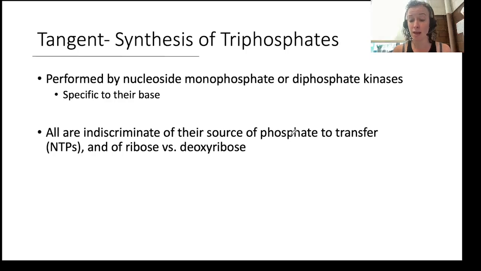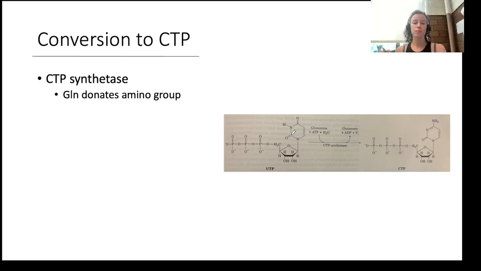Okay, so let's say now we had converted UMP to UTP by just adding some phosphates through a kinase. That is performed by CTP synthetase. And we've seen this before. We're using a glutamine to donate an amino group and replace the keto functional group with the amino, forming CTP.